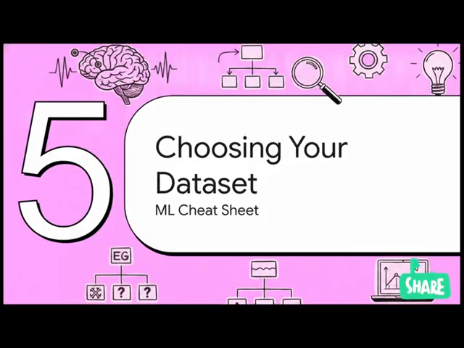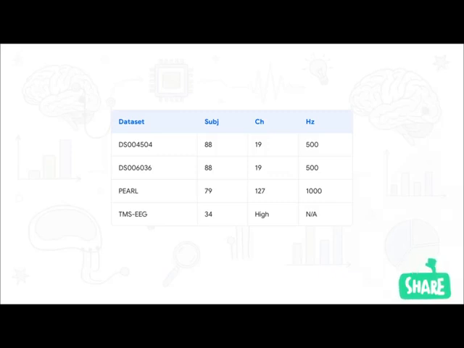And finally, Section 5, choosing your dataset. Let's look at the ML cheat sheet. We've covered a ton of ground, so let's set up a quick decision-making framework for your next project. Looking at this matrix, if you're building a foundational model and just need a large, clean, balanced cohort, grab DS004504 and its active state sister, DS006036. If your hardware can handle massive dimensionality and you're predicting for at-risk populations, step right up to PEARL-Neuro with its 127 channels and 1000 Hz resolution. And lastly, if you're analyzing direct network perturbation, the TMS-EEG dataset gives you that highly specialized cause and effect data.